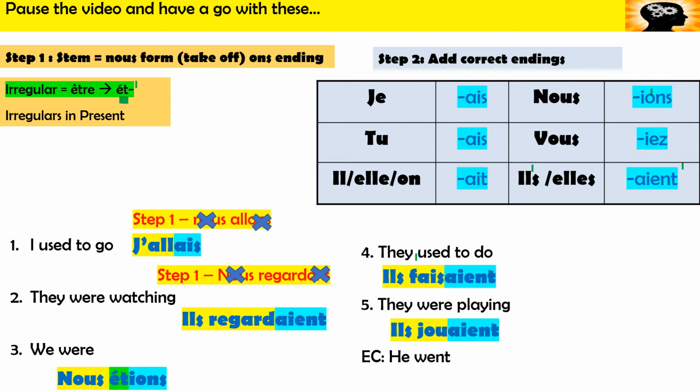Parfait. So guys, if you got a few of these right, well done. The last one, if you did the extra challenge, it's a trick question. What's the trick? What does the imperfect tense mean? Was, were, used to. He was going. He used to go. He went is a different tense. It's a completed action in the past.